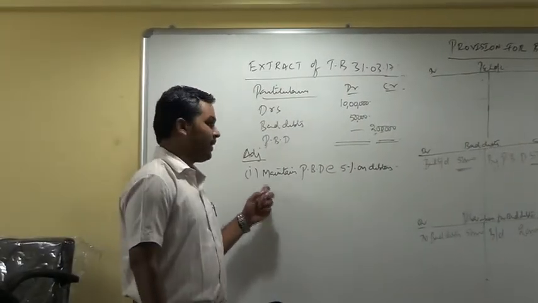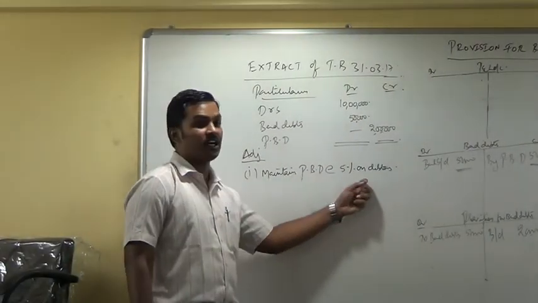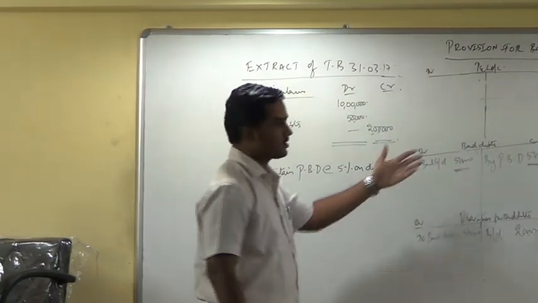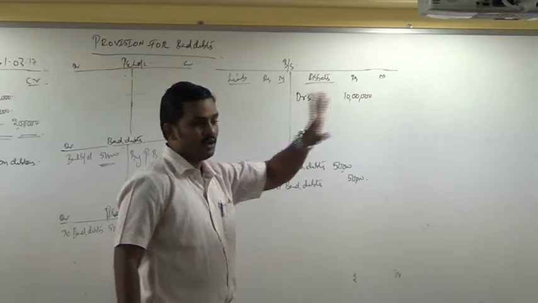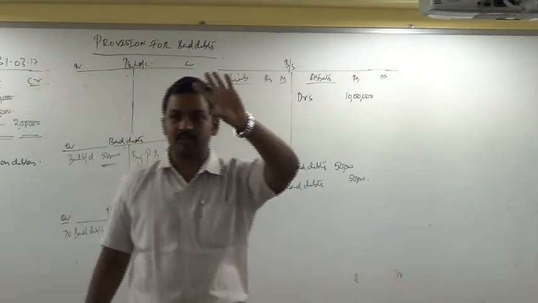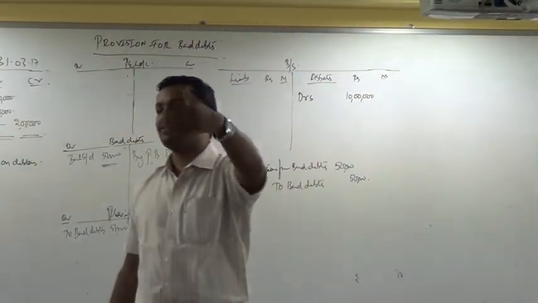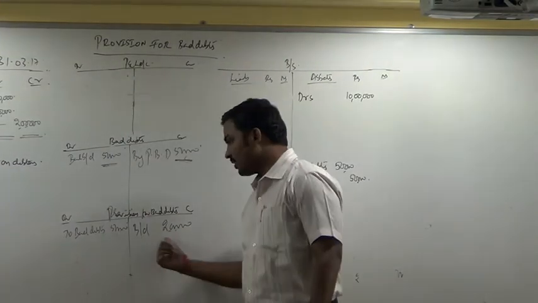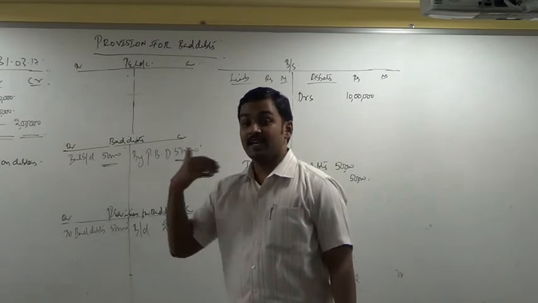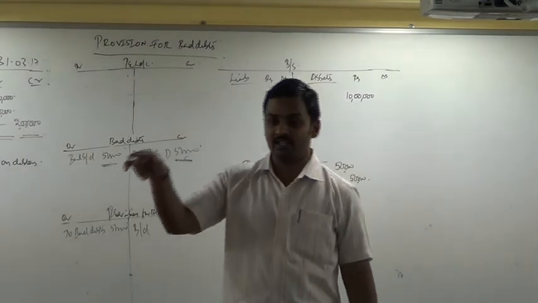Now read the adjustment. Maintain provision for bad debts at the rate of 5% on debtors. See the balance sheet asset side. Debtors balance how much? 10 lakh. On that you have to maintain 5% provision. That is, we need a provision of 50,000. What is the balance existing already? 2 lakhs minus 50,000. There is an existing balance of 1,50,000.